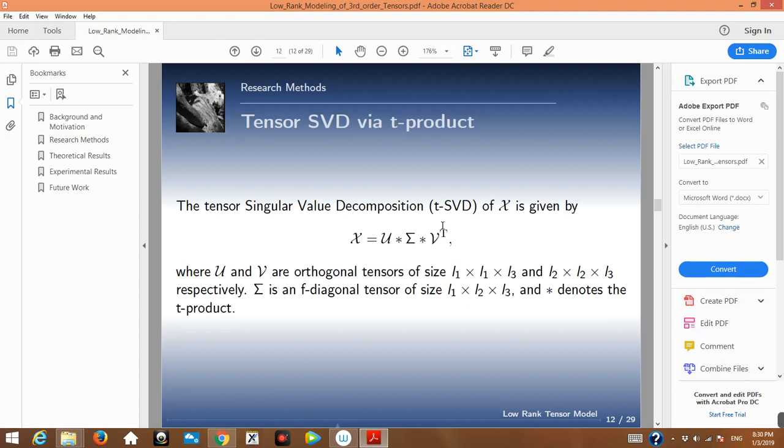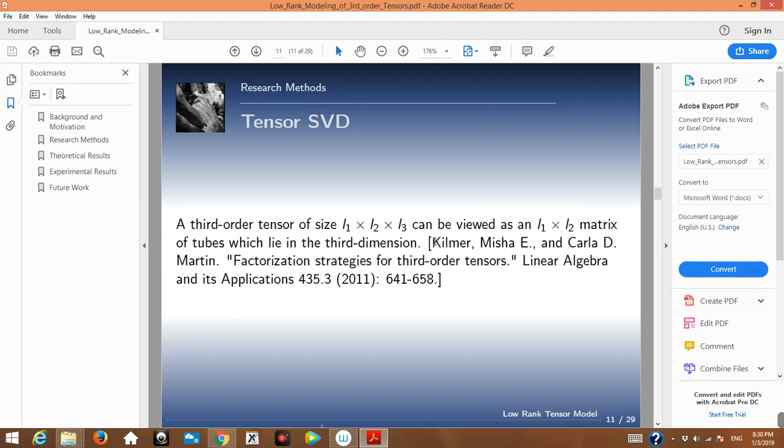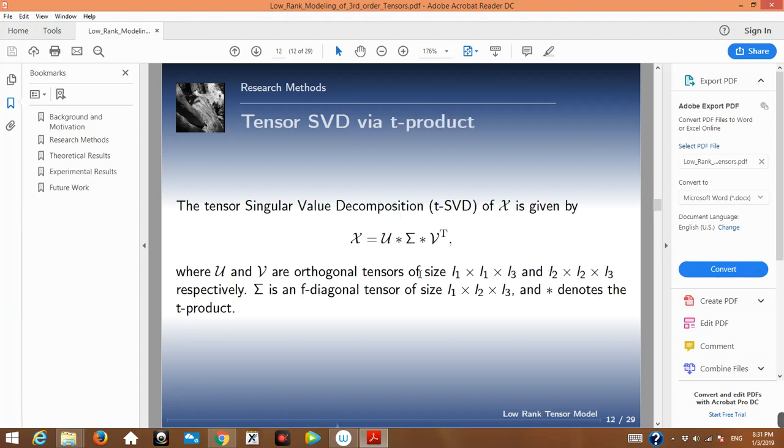This kind of tensor SVD was studied by Kilmer and Martin. They propose a new point of view of tensor, that is to view a tensor as a matrix of tubes in the third dimension. So this is a really useful tool to study tensor decomposition.